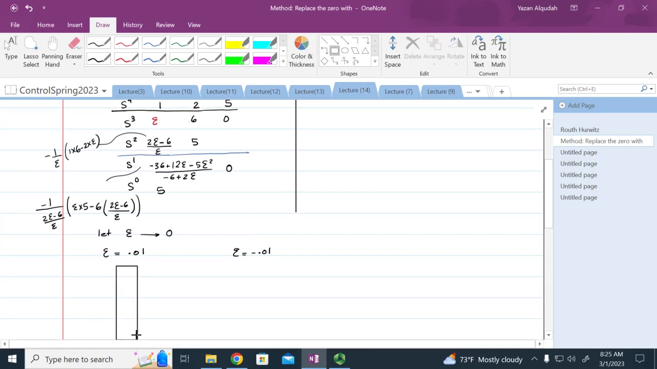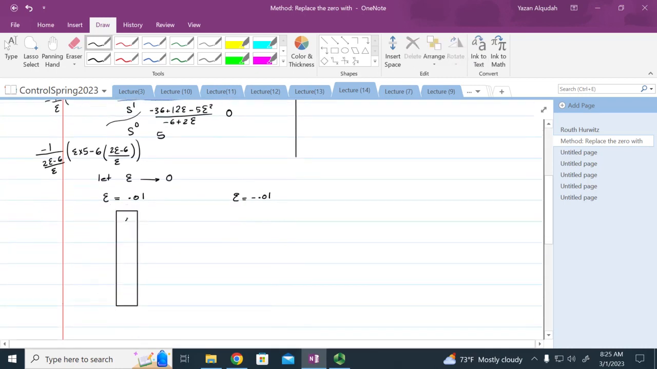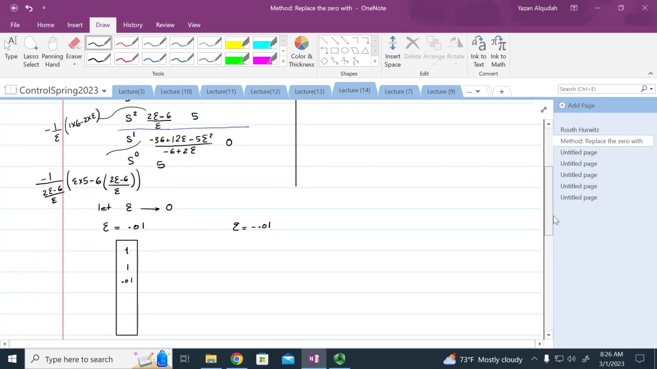In the first column, I'm going to get a 1, and then the epsilon, which is 0.01. And then I'm going to substitute for epsilon here. If I substitute epsilon, what is this going to equal? Approximately negative 6 over 0.01, because the epsilon is very small, so I can ignore it. Negative 6 over epsilon, negative 6 over 0.01.